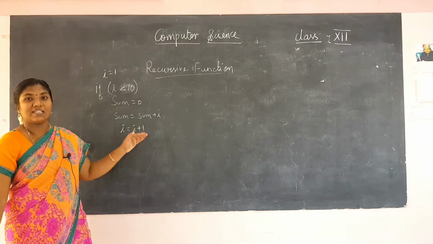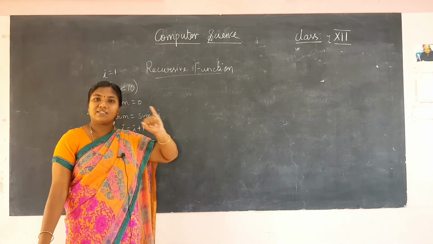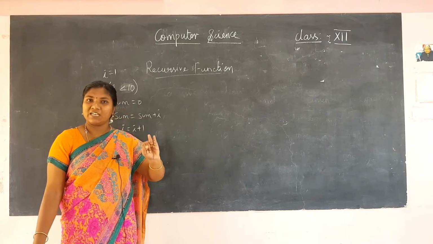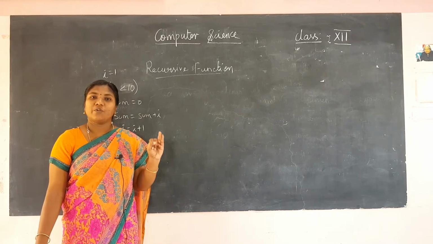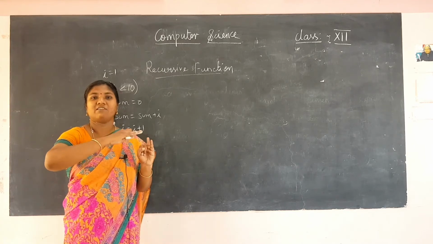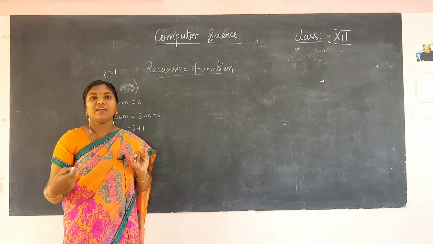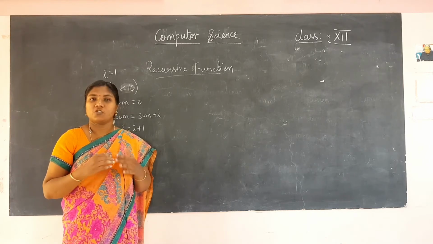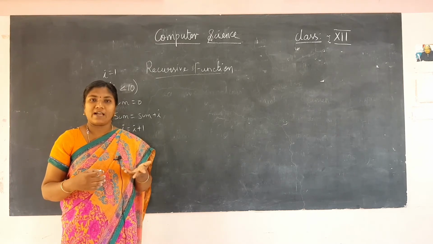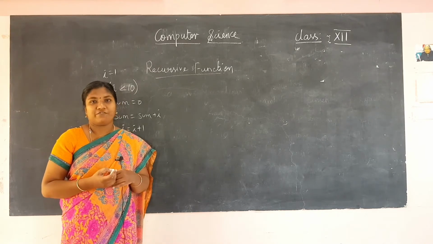Okay, so now we are going to see the recursive function. A recursive function is a function that calls itself, and it must have a base condition. It will be executed until it reaches the base condition. When it reaches the base condition, it will produce the output and exit the loop. And third, if the base condition is not reached, it will go on iterating and the loop will be executed indefinitely.